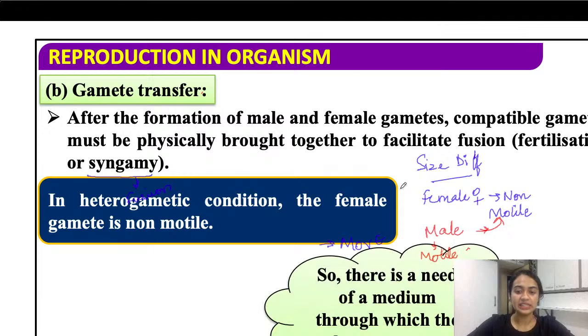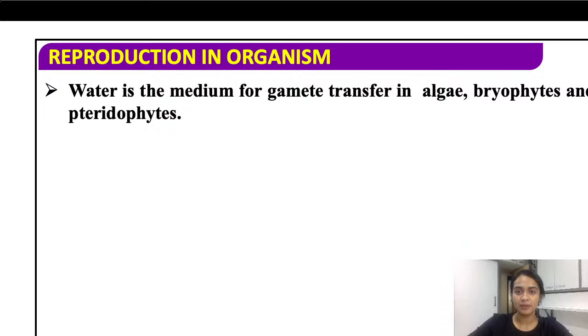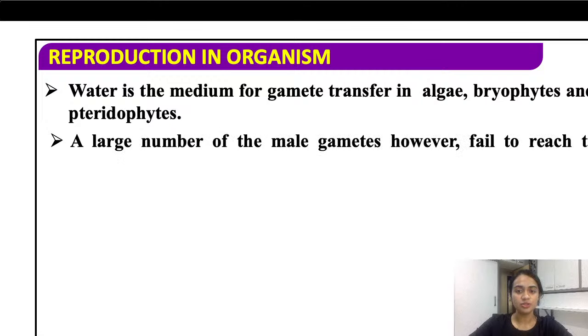There is a need for a medium through which the male gametes move. In organisms which thrive in oceans and seas, of course, the medium will be water. This movement of the water will also help in reproduction, that is, it will help the male gametes reach the females. In algae, bryophytes, pteridophytes, water is the medium. A large number of male gametes, however, fail to reach the female gametes. So this is why we have a large number of male gametes and a small number of female gametes. This is again very important from the board exam and NEET point of view.